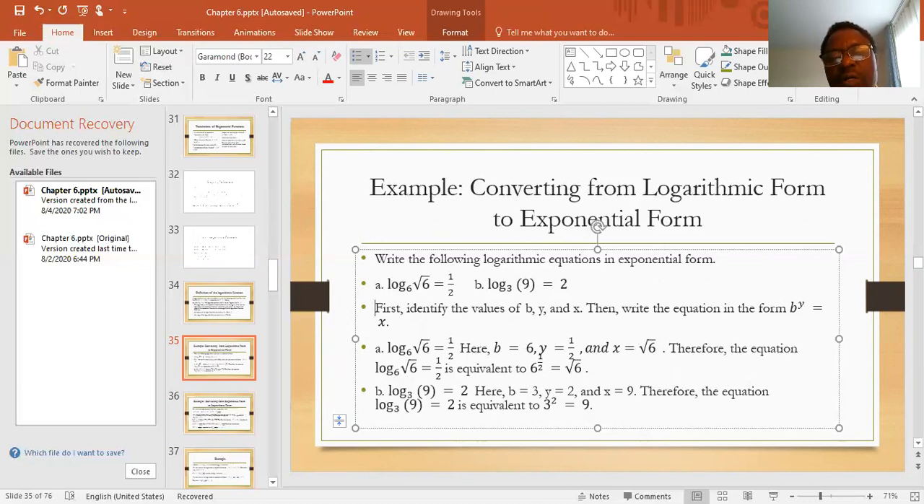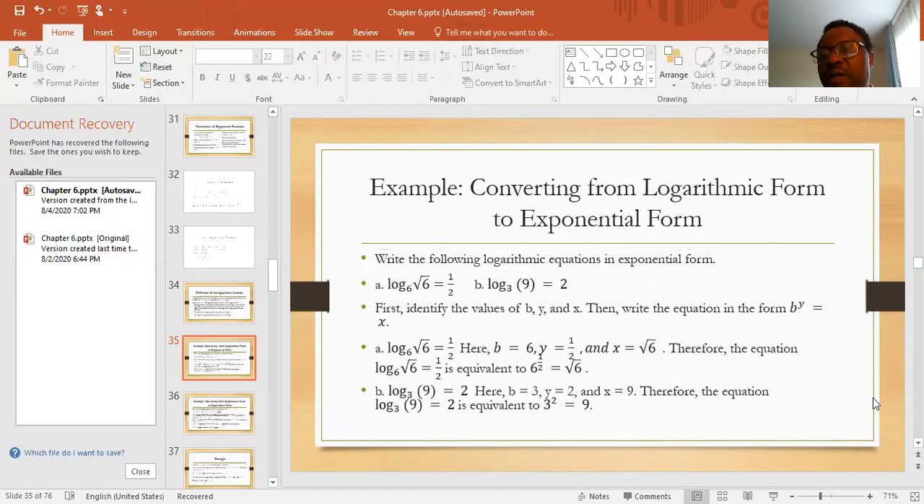Now, logarithm base 3 of 9 equals 2 means that 3 raised to power 2 equals 9. These are just a way for you to understand the meaning of logarithm. The logarithm is just a way to describe the power of a number with respect to another number. That other number is the base.